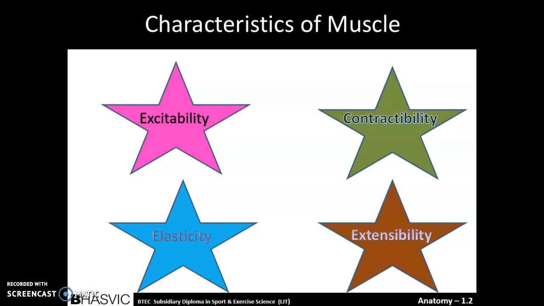Extensibility is how much the muscle can stretch beyond its normal resting length. For example, an antagonist in the leg, when the knee is creating a flexion of the hinge joint, the quadriceps will be pulled by the hamstrings. This shows quadriceps extensibility.